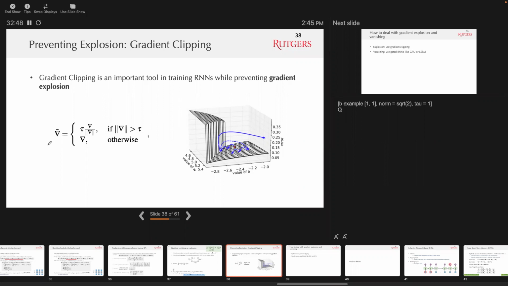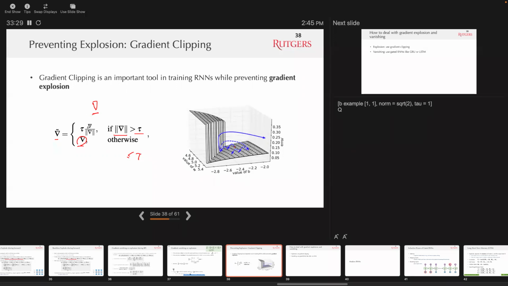Let's explain this gradient clipping. Let's say that during backprop, you compute the gradient, and your computed gradient is going to be this large. Let's call it delta. If the norm of this gradient is smaller than or equal to tau, then you don't do anything. You just keep the gradient. But if the norm of this gradient is larger than tau, then you're going to renormalize it such that the norm becomes tau.